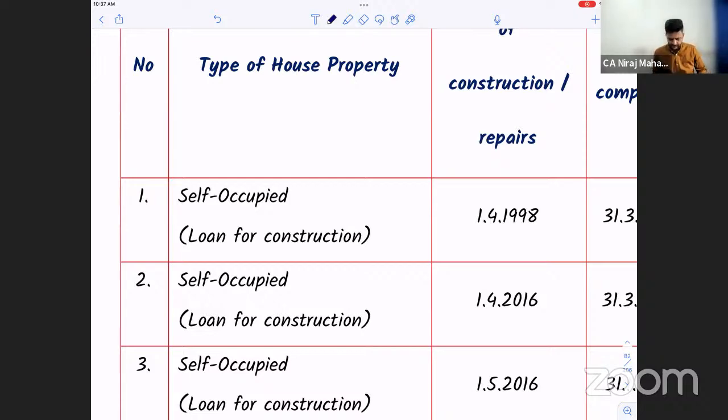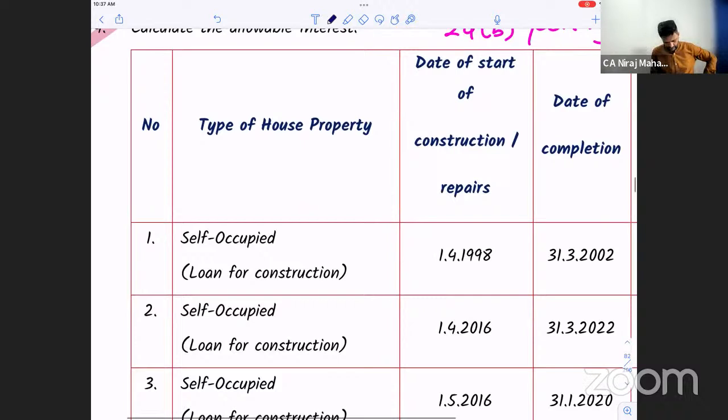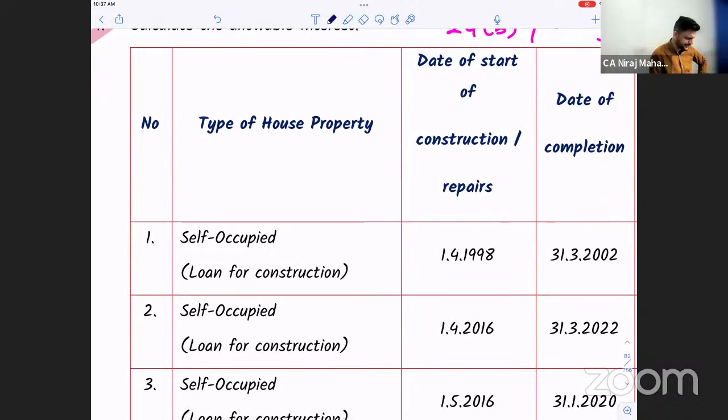When is the loan taken? Date of start of loan, or you can say date of start of construction or repairs. That means we will take that also as date of loan. 1/4/1998. Tell me. Correct. What is the ceiling limit, bachcho?